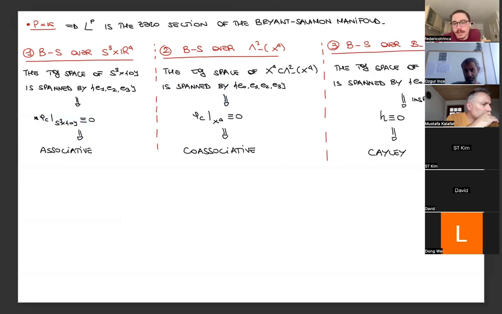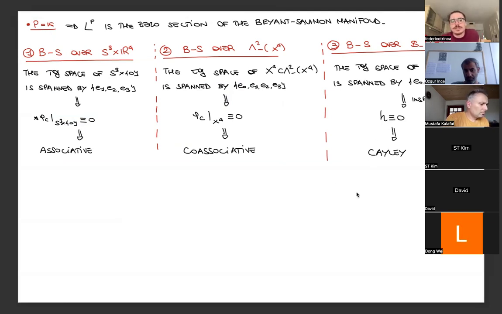And finally, on the Bryant and Salamon manifold over the negative spinor bundle of S4, the zero section, so S4, has tangent space spanned by these vectors here, and so you can check quite easily that it is Cayley.